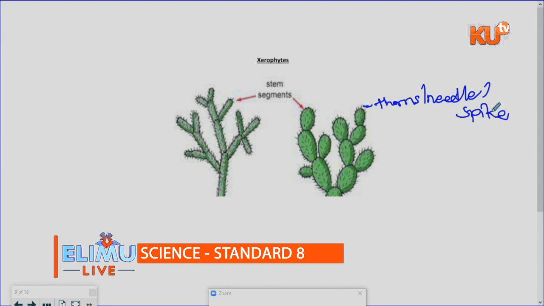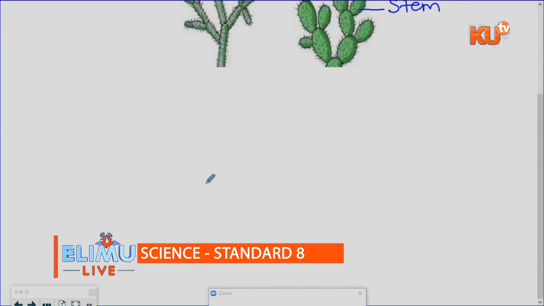So that's an example. They have succulent stem. This one is the stem of a cactus. That's a very common question. So they have a succulent stem, and you can look at this other diagram. They're the same. So they have a succulent stem. Some other adaptations we cannot see, like closing and opening of the stomata. We cannot see that.